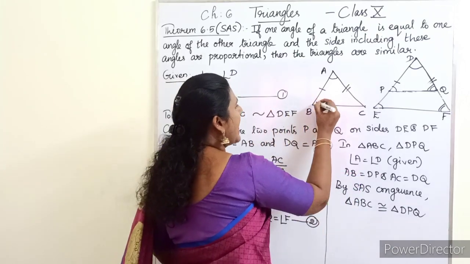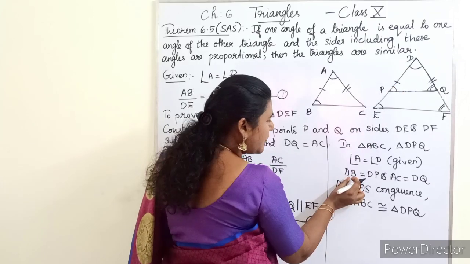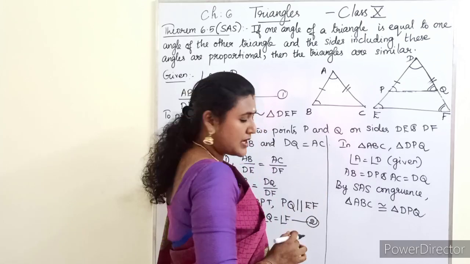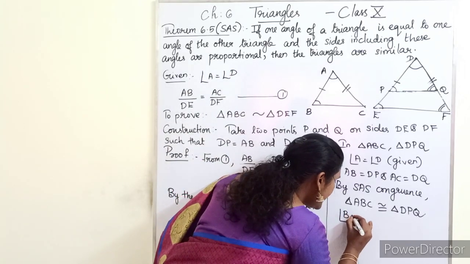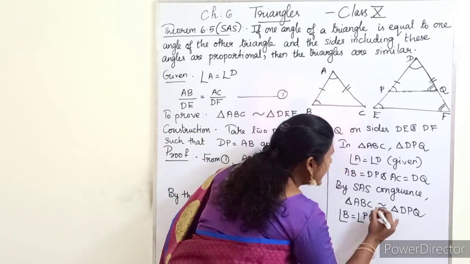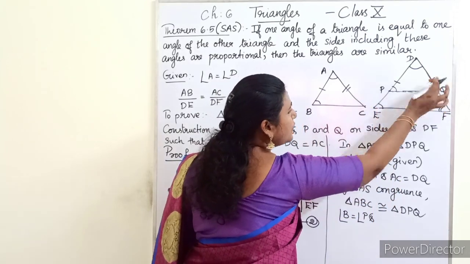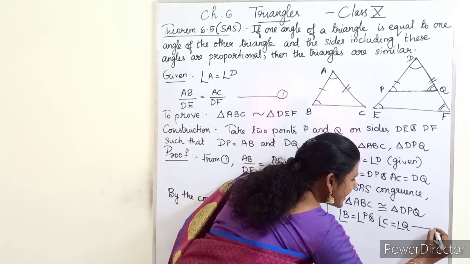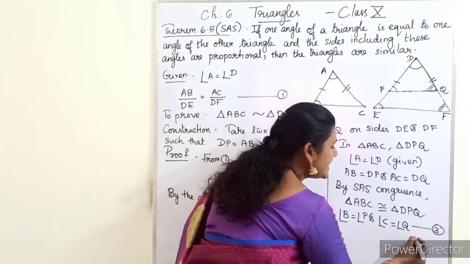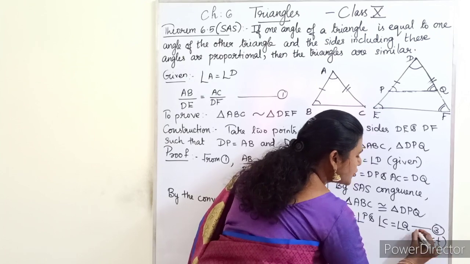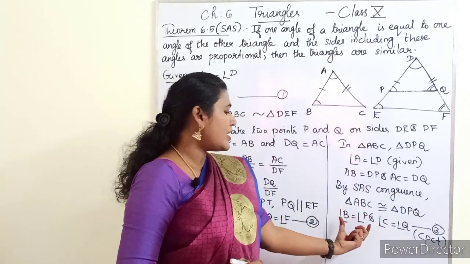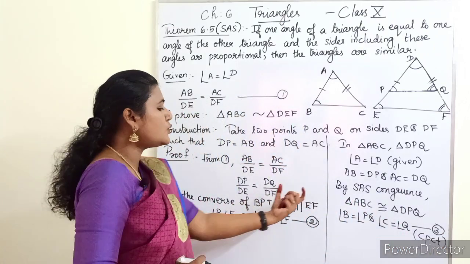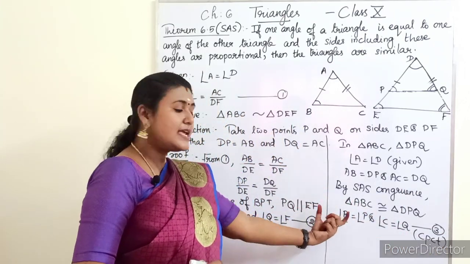So what we can say, the corresponding angles are angle B and angle P. So we can say that angle B is equal to angle P and similarly angle C is equal to angle Q. So this is our third equation by CPCT, corresponding parts of congruent triangles. So we got this condition, equation number 3. Now we will see equation 2 and 3. We are going to take these two equations.